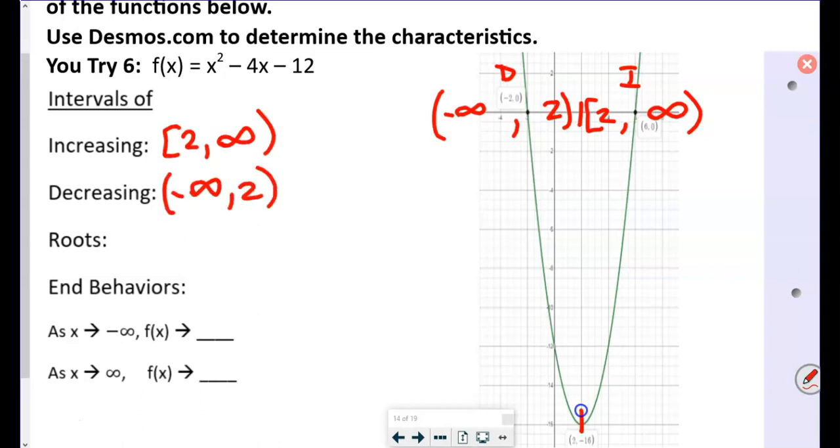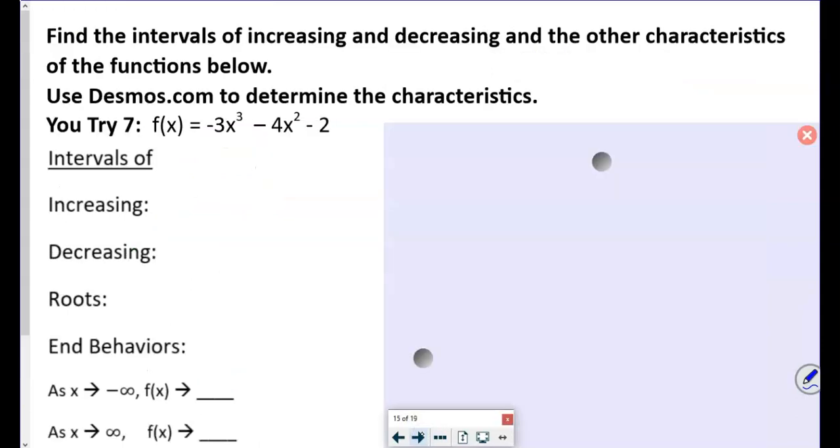And then our roots were up here, guys. There are these points right here. This point right there and that point right there, which were negative 2 and 6. Remember, our roots are the zeros of our function. And then what's happening at our end behaviors again? Here, this is an even, right? So it's going to be infinity and infinity. Okay? Go ahead and do the next one and come back to me when you're done.